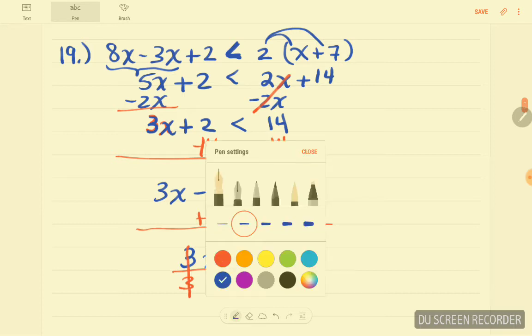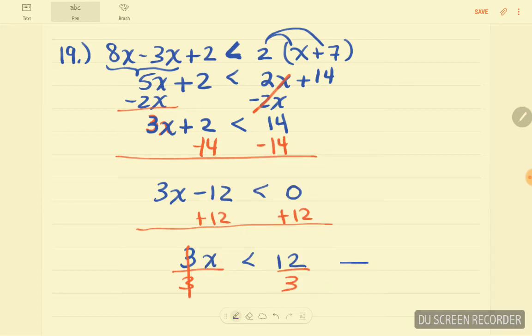So I get that x has to be less than positive 4 in order to make this equation true. So my solution set in interval notation would be that I can allow any value from negative infinity up to 4, but not including it.